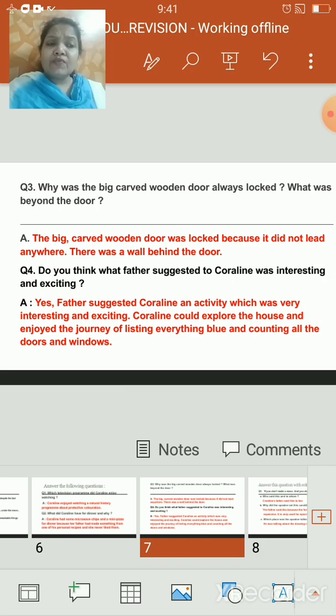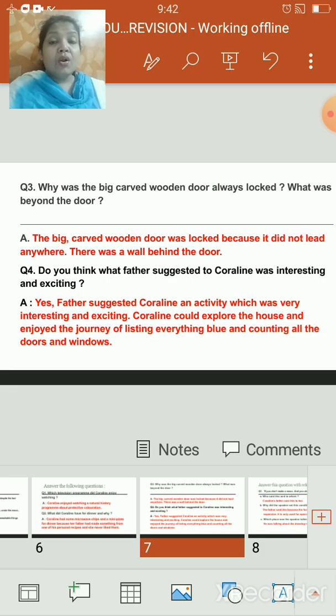Do you think what father suggested to Coraline was interesting and exciting? So, as we went through the summary, we know that her father gave her one activity in which she was actually supposed to get involved and count a lot of blue things in the house, right? So, according to her, it was a very interesting and exciting activity, right? So, how will you give the answer? The answer is yes. Father suggested Coraline an activity which was very interesting and exciting, but you have to give a reason.